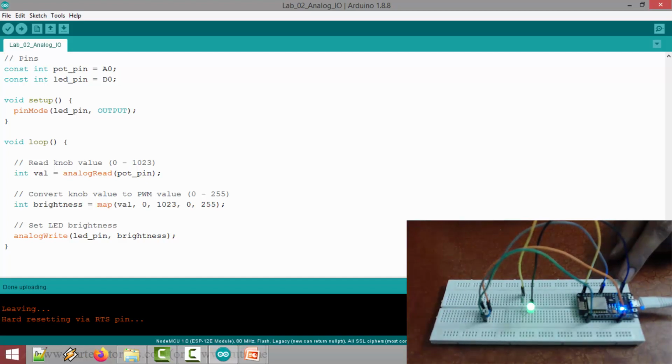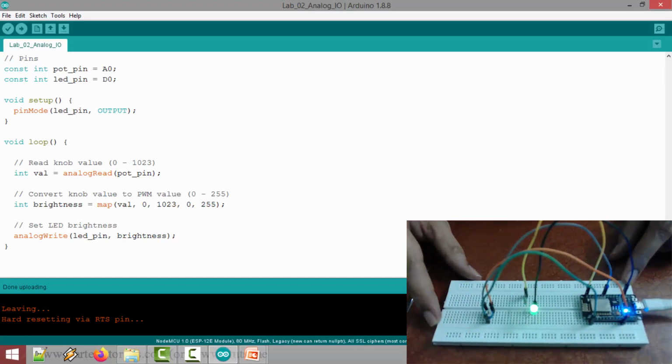Okay, so this is the experiment through which we are demonstrating analog input and analog output. Analog input we are giving using potentiometer, variable resistance, and analog write we are seeing it using LED.